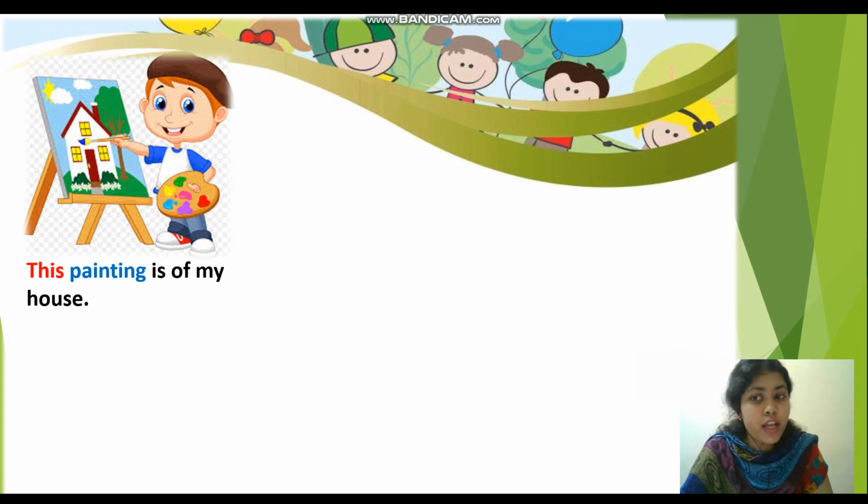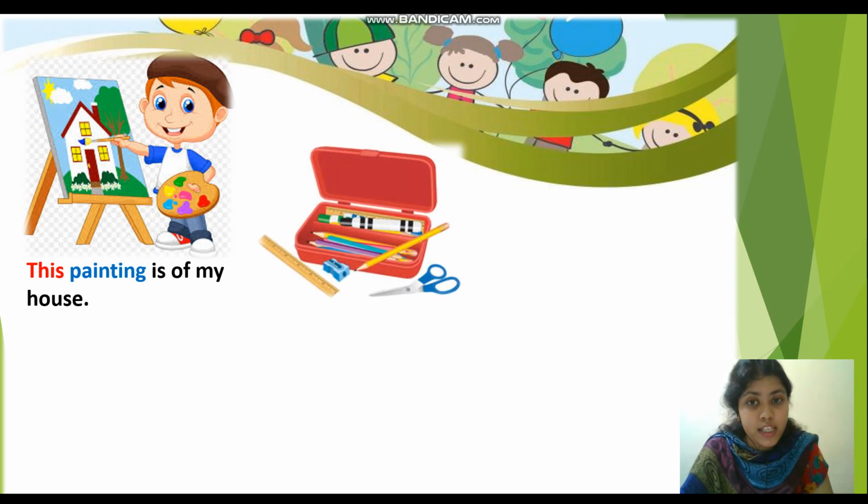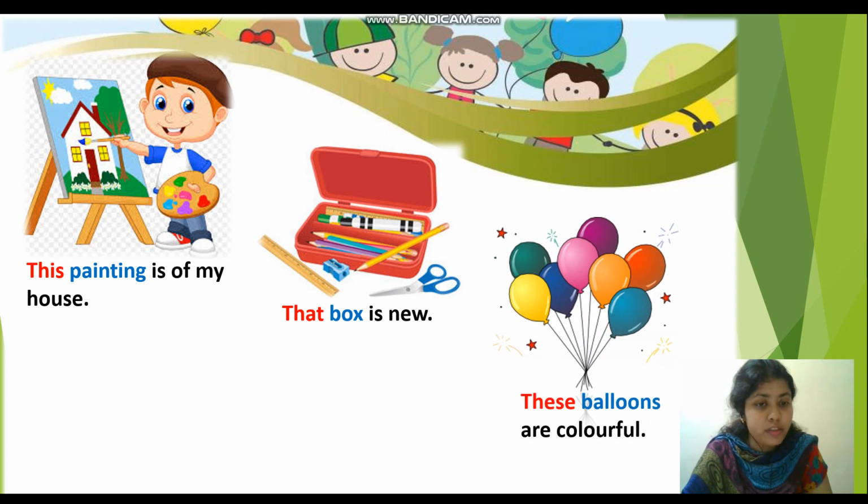This painting is of my house. As you can see, the word painting is a noun and the word this is coming before a noun, and it is an adjective. Fine. The next example is, that box is new. Again, the word in blue, box, is a noun and the word in red, that, is coming before a noun. Fine. Therefore, that is an adjective. And which kind of adjective is it? It is a demonstrative adjective.